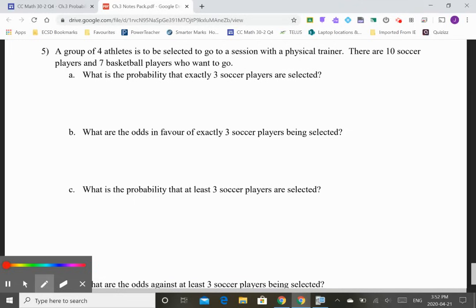Question 5. A group of 4 athletes is to be selected to go to a session with a physical trainer. There are 10 soccer players and 7 basketball players who want to go. All right, so we are talking about a selection here. It doesn't talk about a specific order or specific jobs or positions. So this is strictly a selection. We are talking about combinations.